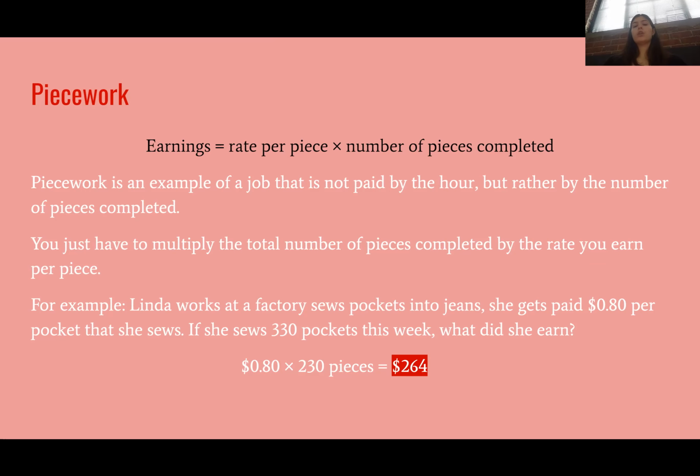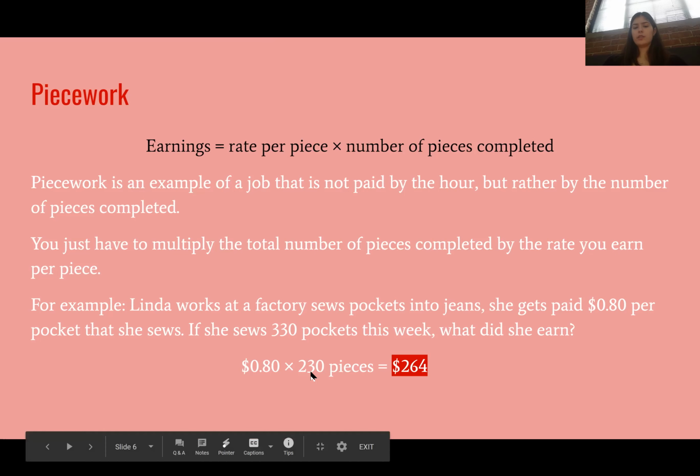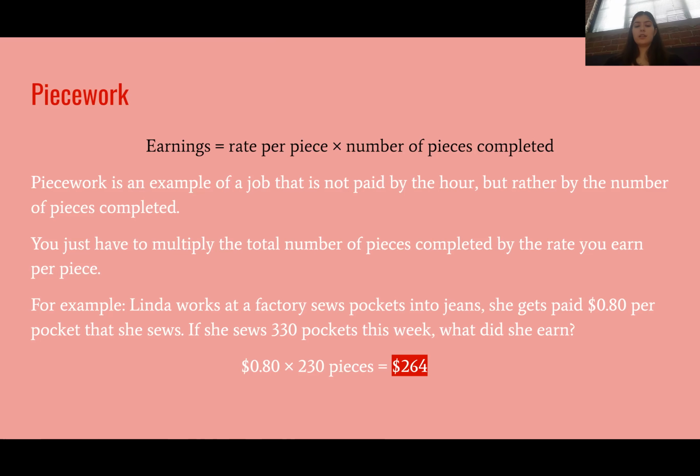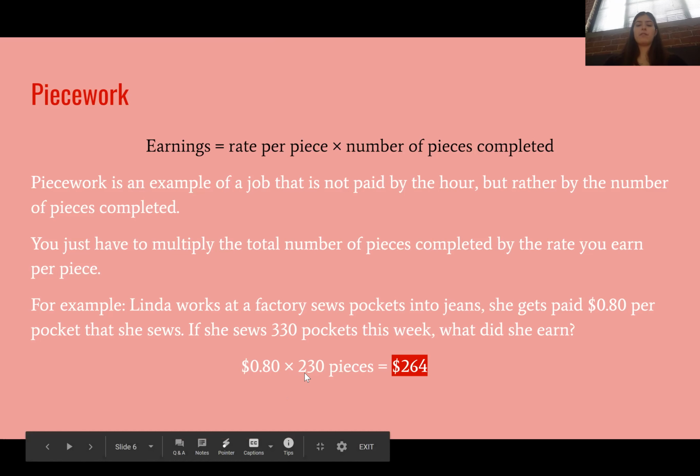Let's say she sewed 330 pockets. What did she earn? Well, we're going to take that 80 cents that she earns per pocket. Sorry, there's a typo here. This should be 330 pieces. My bad. Let me make sure that it's typed into the calculator correctly. 0.8 times 330. Yeah, okay. It was just a typo on this pieces. This should say 330. My fault.